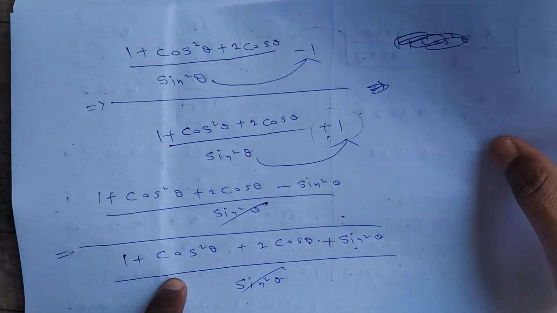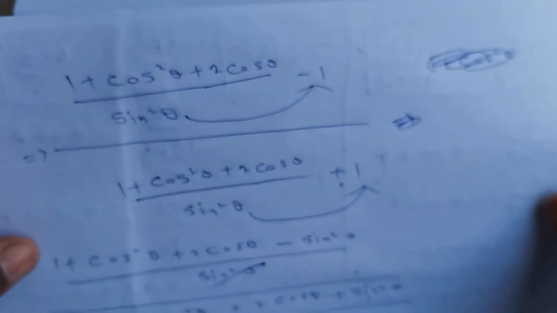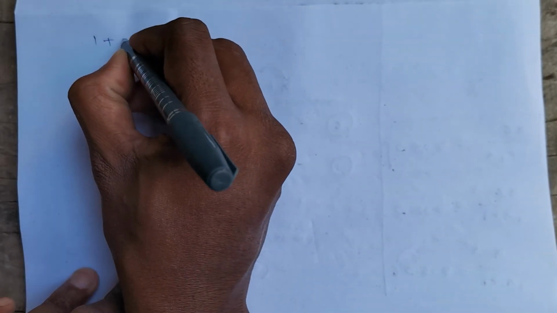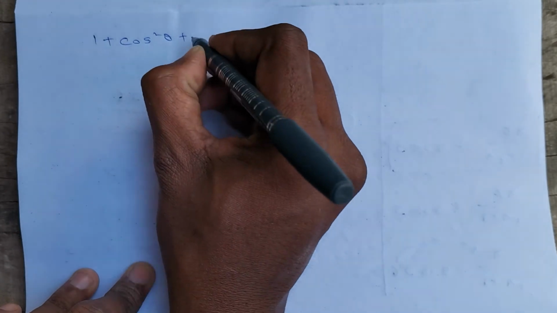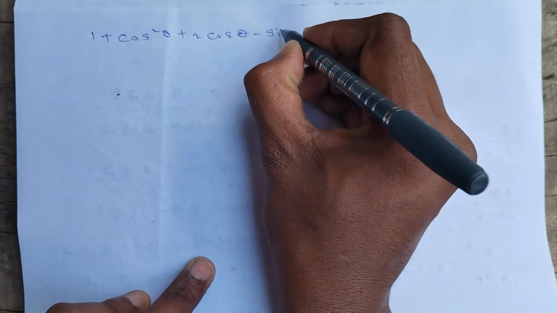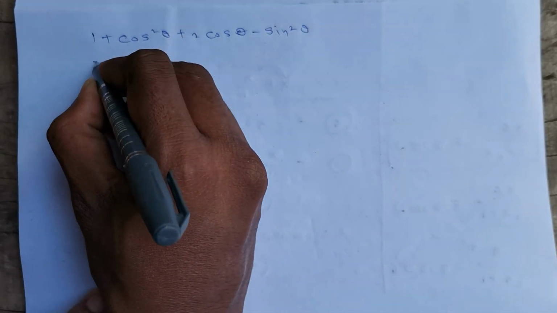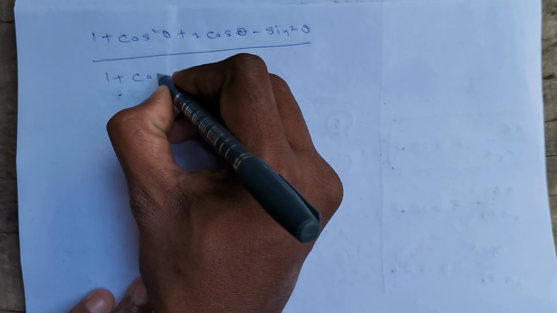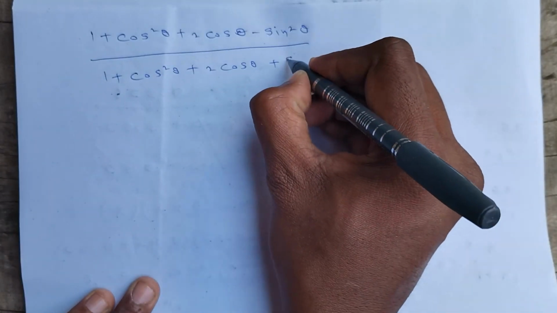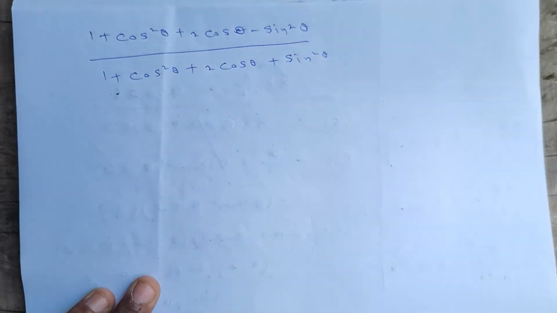I am writing this step here. 1 plus cos square theta plus 2 cos theta minus sin square theta, whole divided by 1 plus cos square theta plus 2 cos theta plus sin square theta.